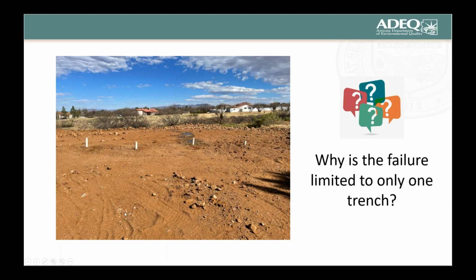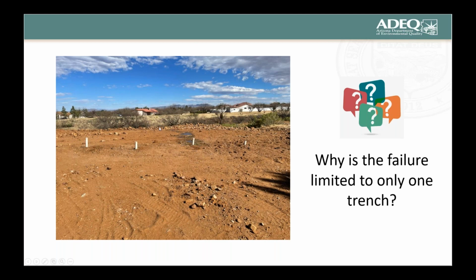And we can see some tracks, vehicle tracks, tire tracks, something. So a big question is, why is the failure limited to only one trench? You've got 4 trenches, but only one is showing effluent going here. So looking at the ground surface, I can say there's something funny happening here.